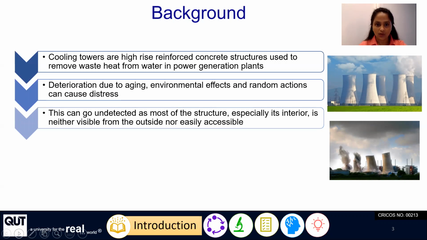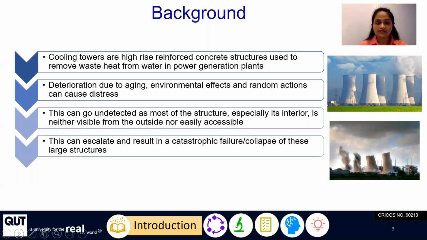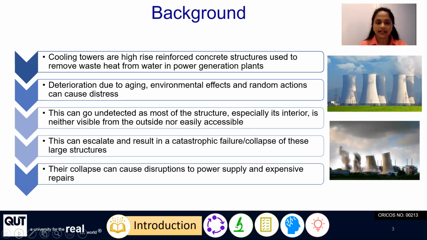These distresses can go undetected as most parts of the structure, especially its interior, are neither visible from the outside nor easily accessible, and the exterior of the cooling tower is also not easily accessible due to its height. Therefore, these distresses can escalate and result in a catastrophic failure or collapse of these large structures. Their collapse can cause disruption to the power supply, and it may also cause expensive repairs.